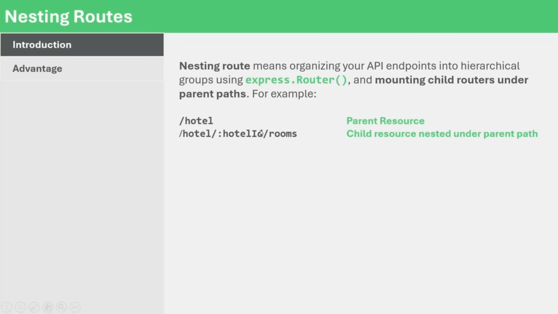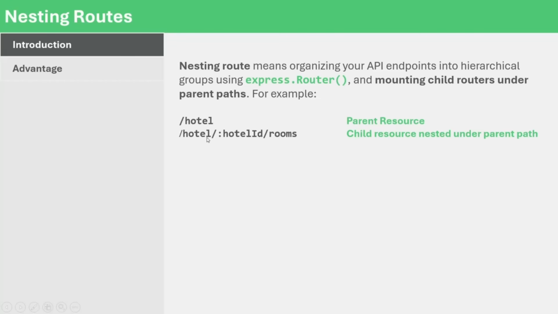In the same way, if we want to get all the rooms of a given hotel, the route will look exactly the same. There also we will tell that we are going to access all the rooms from the hotel. So first we specify the parent resource, which in this case is hotel, then the hotel ID for which we want to get all the rooms, and then the rooms resource. And this is what nesting route is. In the route, we are nesting the child resource into the parent resource.